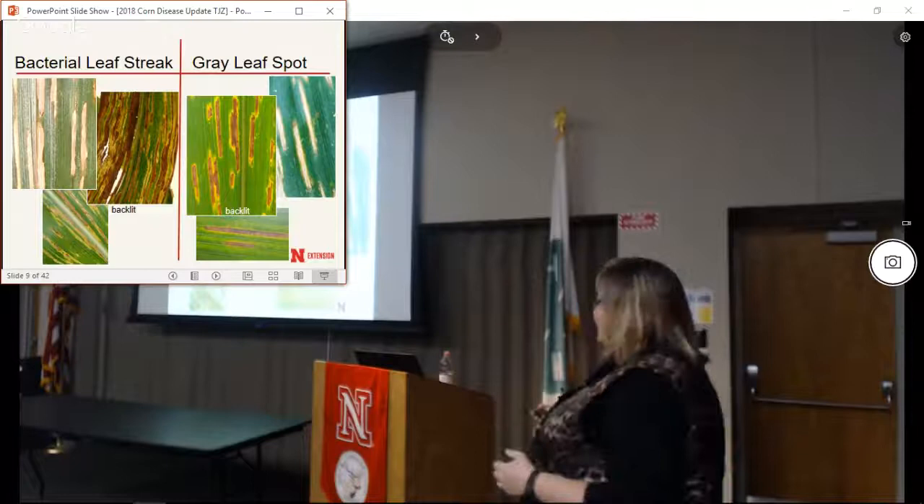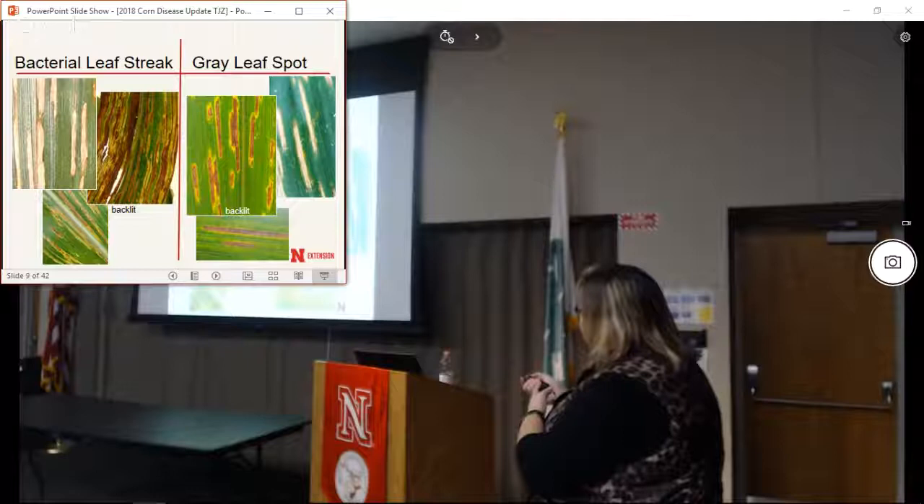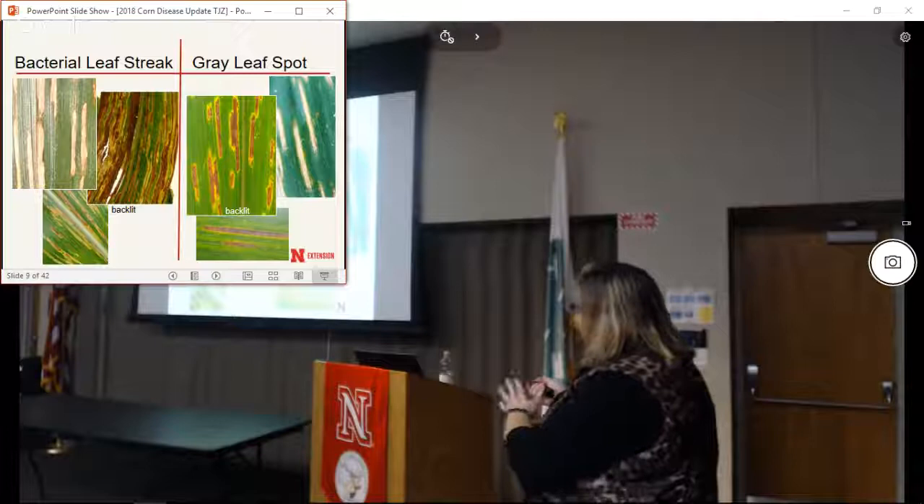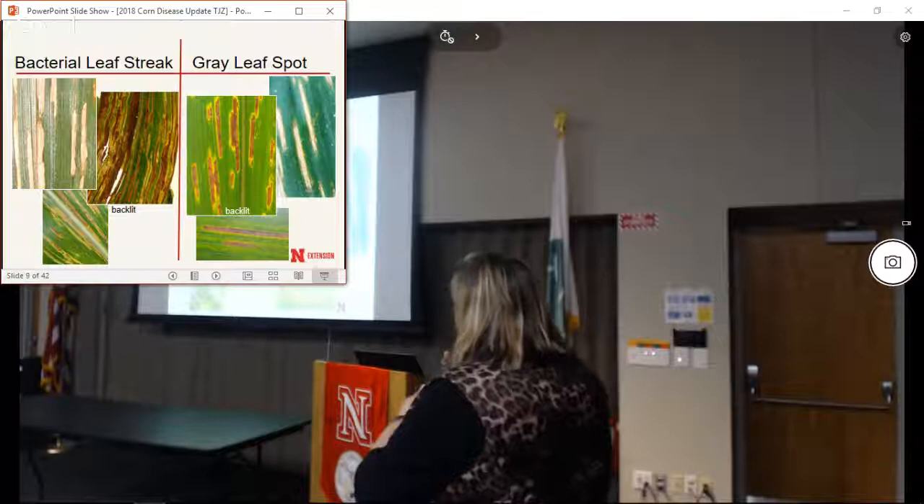Now over here, if you look really closely, this is really what I wanted to show you. Those lesions of bacterial leaf streak look kind of wavy and irregular. And you can see that especially on the lower photo as well. So hopefully those tips will help you identify it.